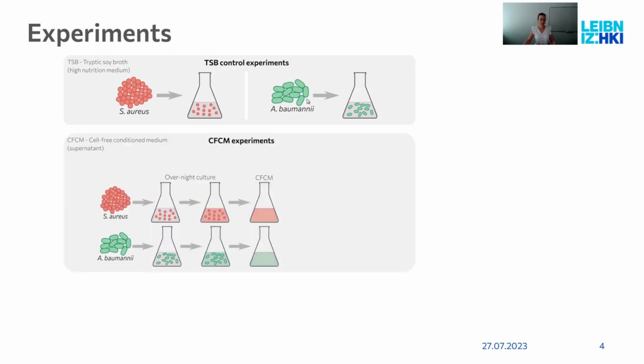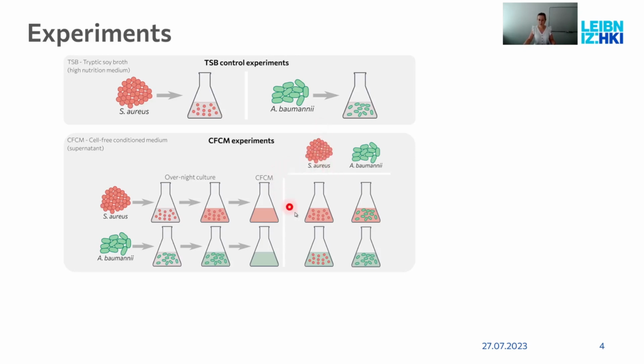Secondly, they performed the so-called CFCM experiments, where CFCM stands for cell-free conditioned medium, and in order to obtain this, both pathogens were separately grown in an overnight culture, and then the cells were removed to procure the CFCM, which was afterwards used again as a medium to grow both pathogens in. So each pathogen was grown in their own CFCM, which we would expect would lead to the lowest growth since all nutrients are already consumed.